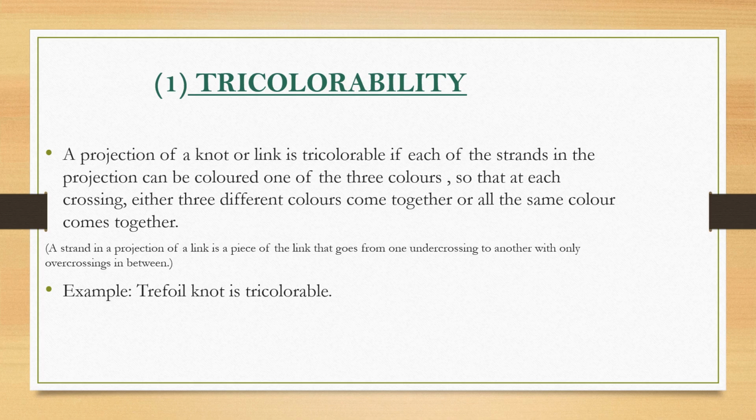If you don't use at least two colors, you can color any knot with a single color, so that's not the idea of tricolorability. Out of the three colors, you should use at least two colors, and the coloring should be such that at each crossing either three different colors come together or the same colors come together. If this is possible in a projection, you can say that projection is tricolorable. And the best example of a tricolorable knot is the trefoil knot.